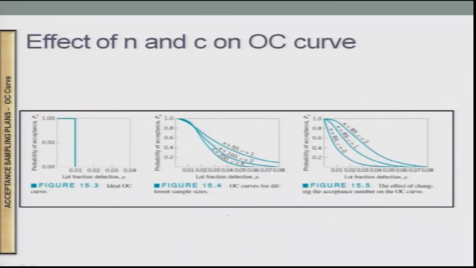Now, as I mentioned, the operating characteristic curve depends on capital N, small n, c, the type of distribution, and so on and so forth. So here in the figures, which are figure 15.3, 15.4 and 15.5, all taken from the book by Montgomery, you will understand how the overall discussion changes. If you consider the ideal operating characteristic curve, it will basically be a vertical line, which gives you the case where the values of alpha and beta can be found out.